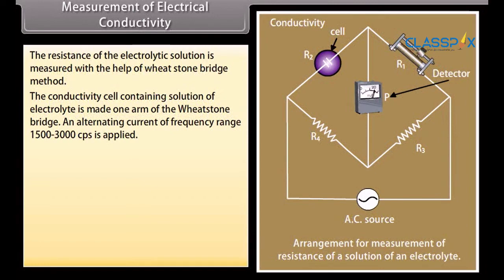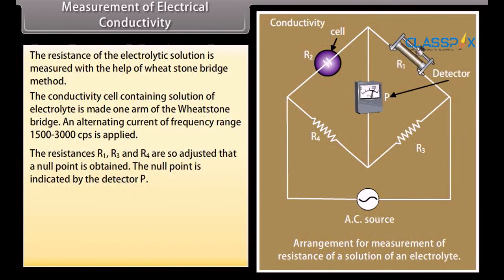Direct current is not used here because it causes electrolysis and results in a change in concentration of the electrolytic solution near the electrodes, resulting in polarization effects. The resistances R1, R3 and R4 are so adjusted that a null point is obtained. The null point is indicated by the detector P. At null point, R1/R2 is equal to R3/R4.